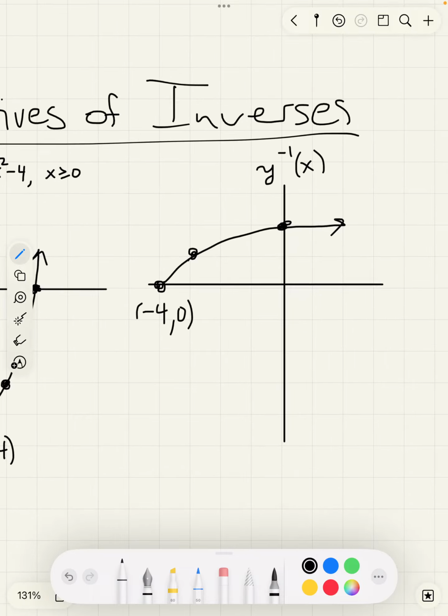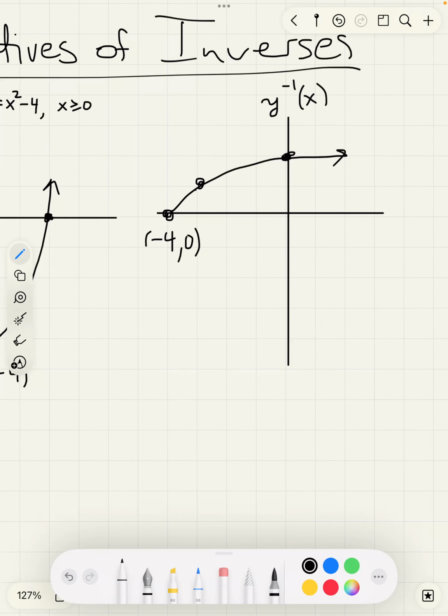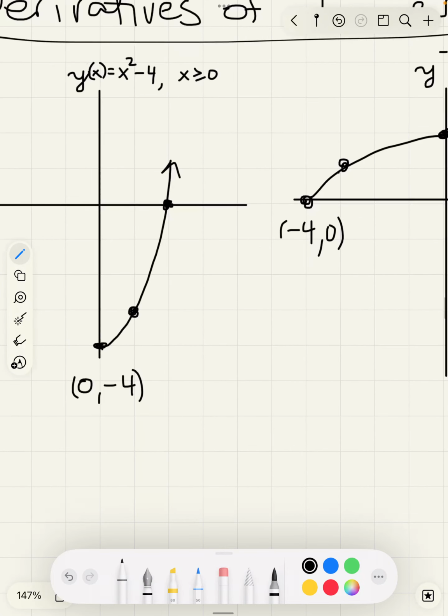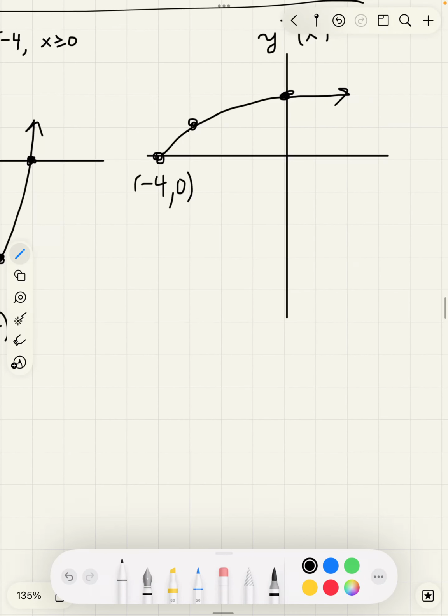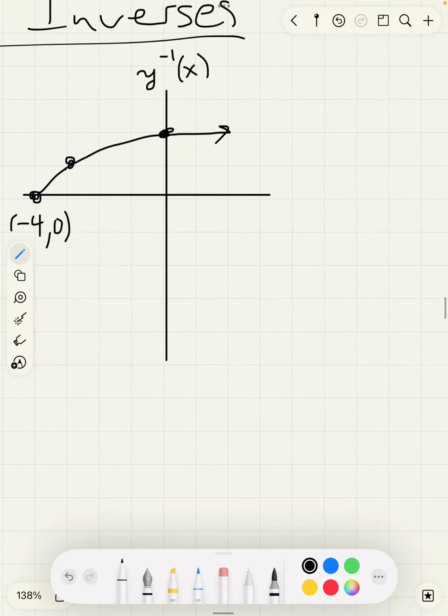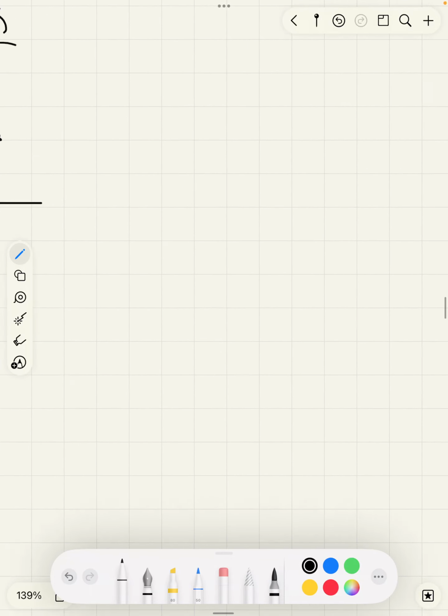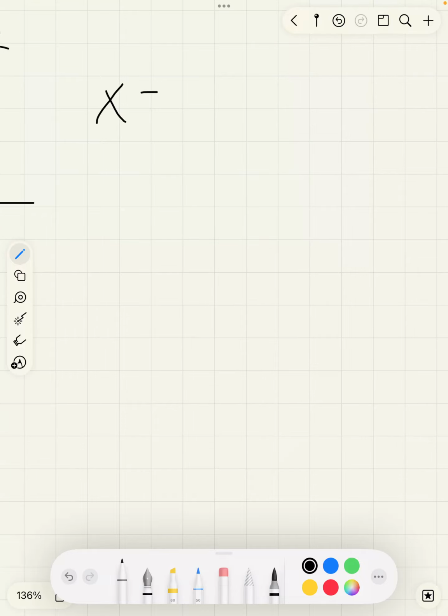So we can actually find an expression for y inverse algebraically using a similar idea, switching the x's and y's. If the original function was y equals x squared minus 4, I'll be able to algebraically find an expression for y inverse by switching the x's and y's. x equals y squared minus 4. Now, since I'm undoing everything to get back to the inverse, I'm going to write y inverse here. And then we're going to solve for y inverse.